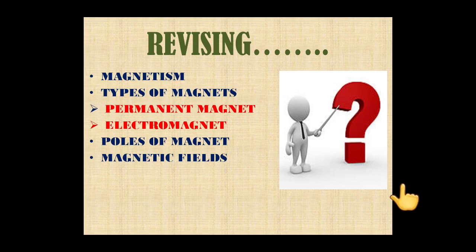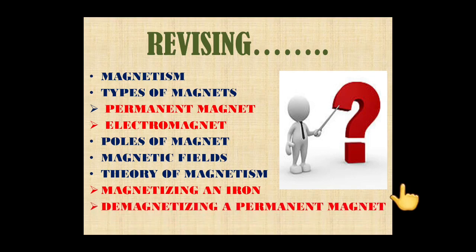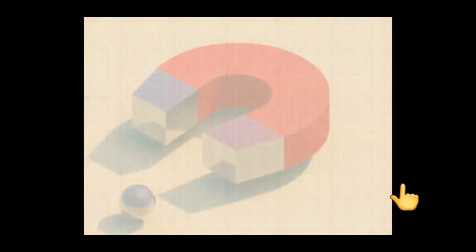Then you learned about the theory of magnetism. This theory suggests that magnetic materials contain tiny molecular magnets called domains. Also, no magnet can exist with one pole. Do you remember the applications of this theory? By this theory, we can magnetize an iron by striking it with a permanent magnet and demagnetize a permanent magnet by heating it. Now, let's move on to today's topic, magnetic induction.